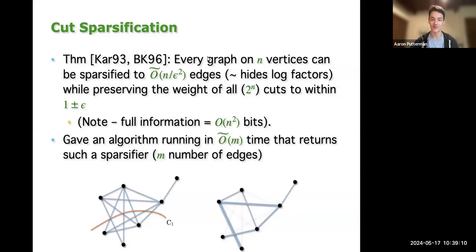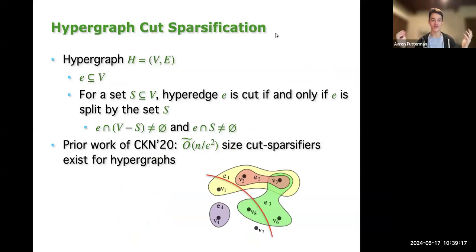Where else can we perform this kind of sparsification? So one prominent line of work that came out of this was talking about sparsifying hypergraphs. So in this setting, we're given a hypergraph. The only difference with respect to a graph is that now the hyperedges don't just have to be of size 2. The hyperedges can join an arbitrary number of vertices.